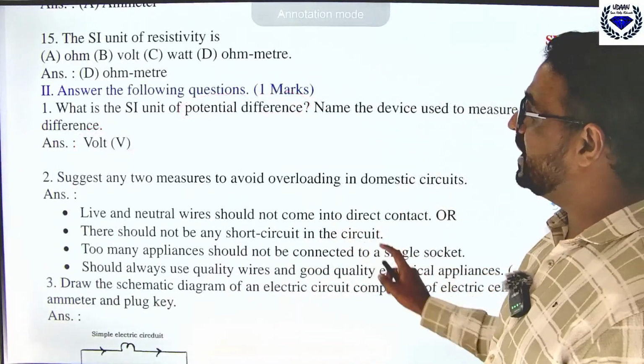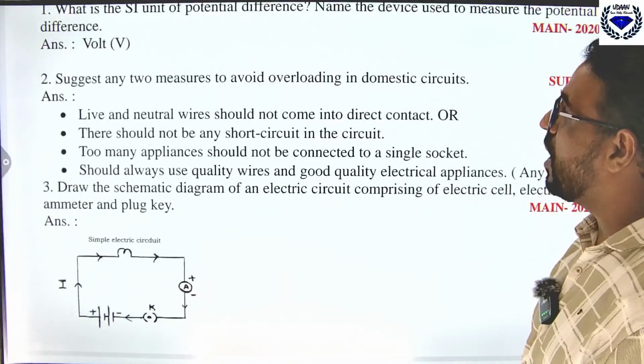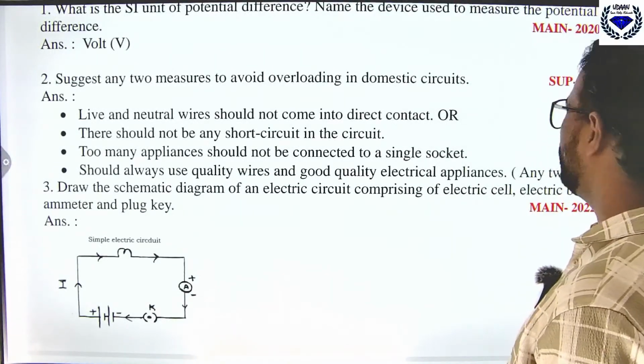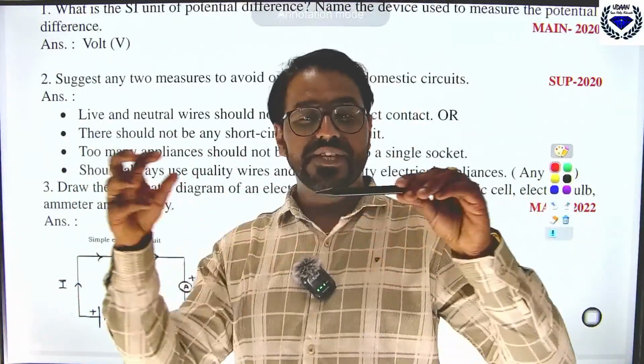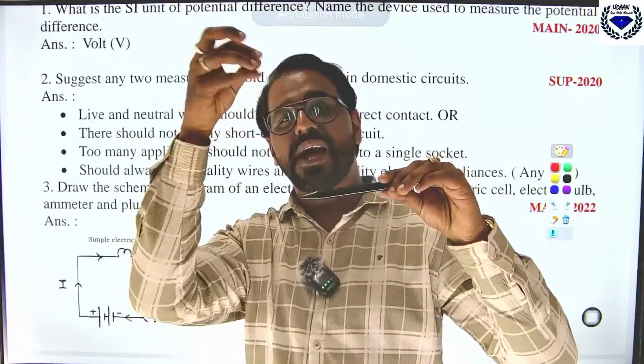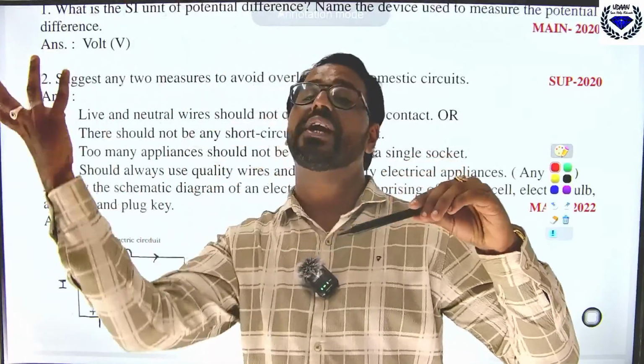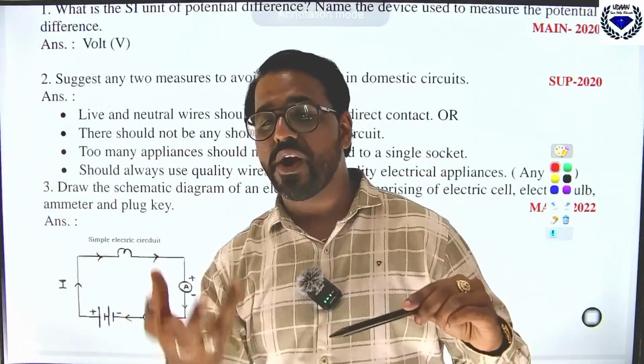So see here, suggest any 2 measures to avoid overloading. So can you tell me when does overloading take place? When there is an excess hike in the current. Suppose there is some rainfall, some kind of rain droplets, so there is a sudden increase in the current, then it is called overloading.